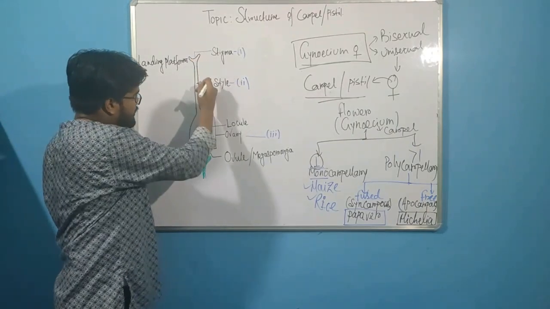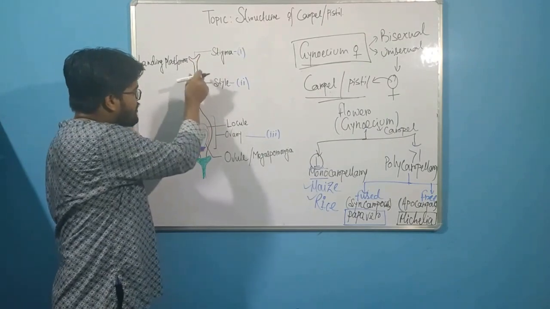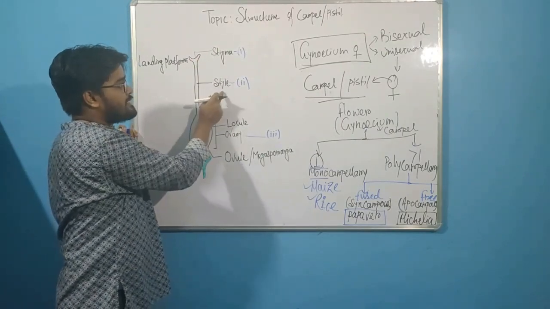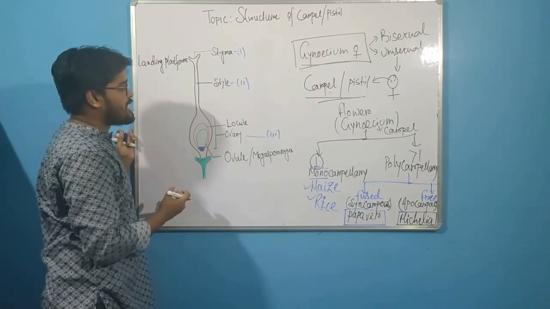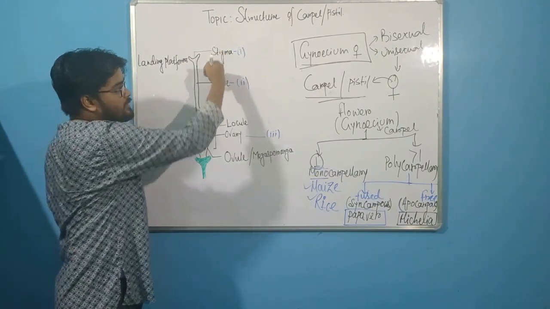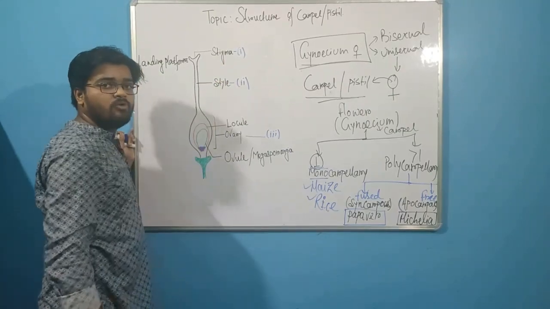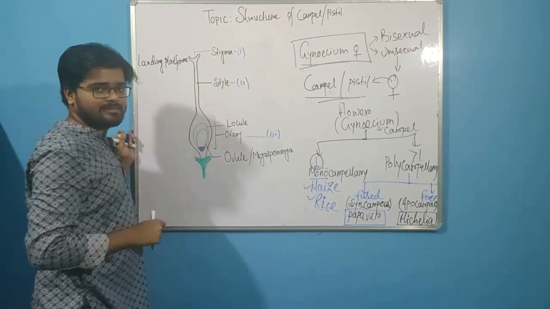Now just below the stigma there is a long slender structure. What is that? That's called the style. So what is the style? The style is located below the stigma and above the ovary, and there is nothing else in particular there.